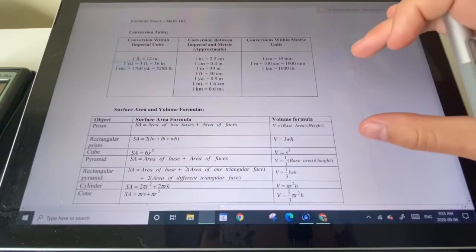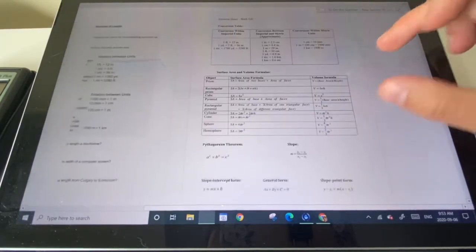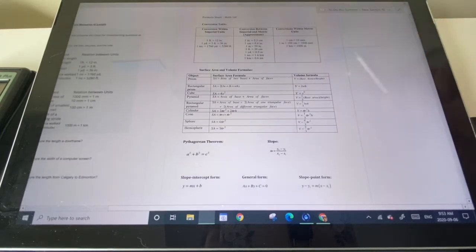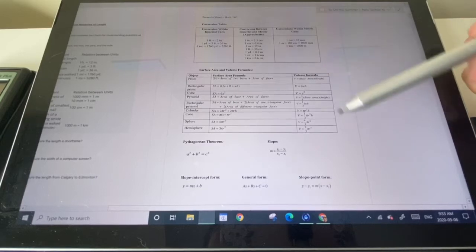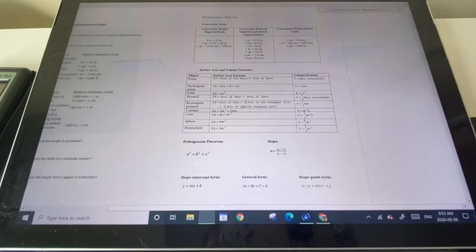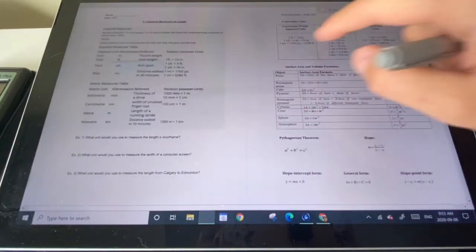Remember, we do have a formula sheet. This can be found on your home Moodle page for Math 10C. We are going to be learning all about this and this in this chapter, okay? So we're already eating up a big chunk of our data booklet just in this chapter.